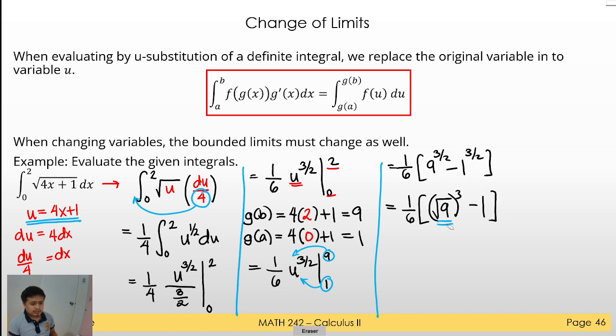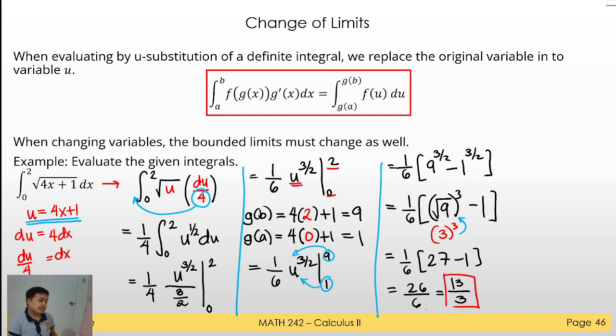So what is the square root of 9? The square root of 9 is 3, so we are trying to find the cube of 3. So this will be equal to 1/6 times 27 minus 1. Therefore, this is 26 over 6. Simplifying this, we have 13 over 3 as our final answer. Okay, so this is the final answer when we use the change of limits.